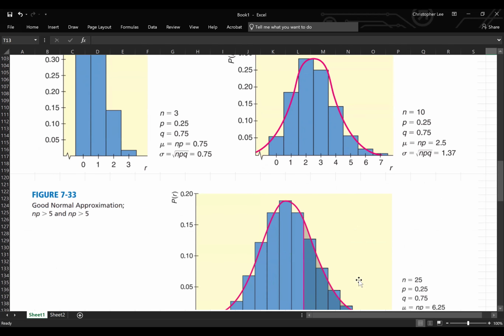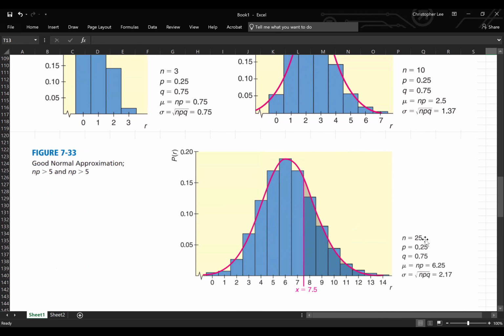Now look at this one. This is n equals 25. That's what I'm talking about right there. You know, like that's almost perfect. See what I'm saying? Like almost right underneath that red line.